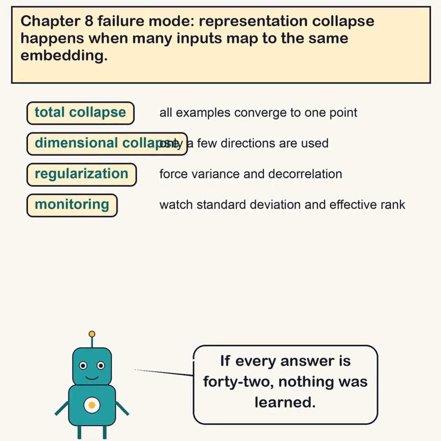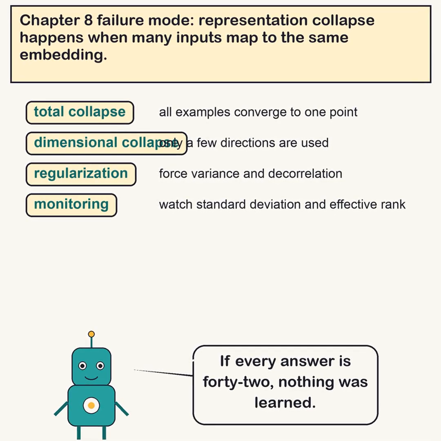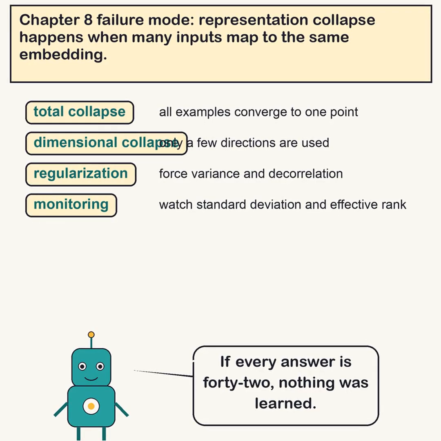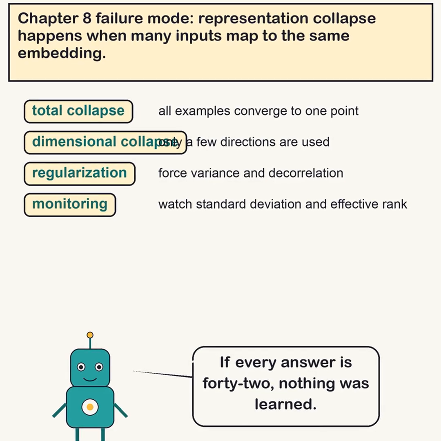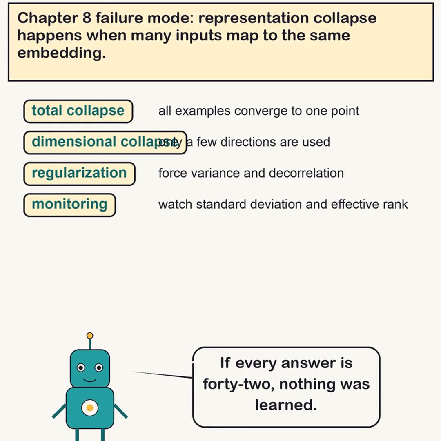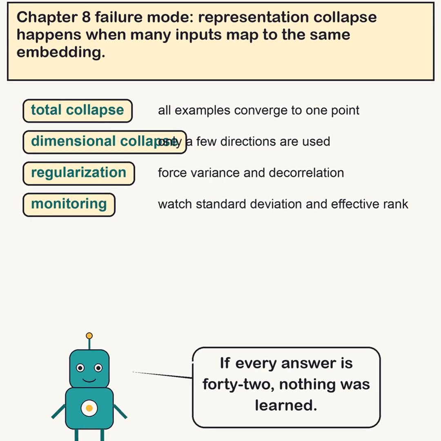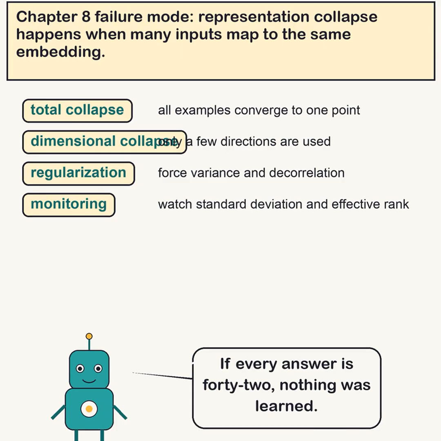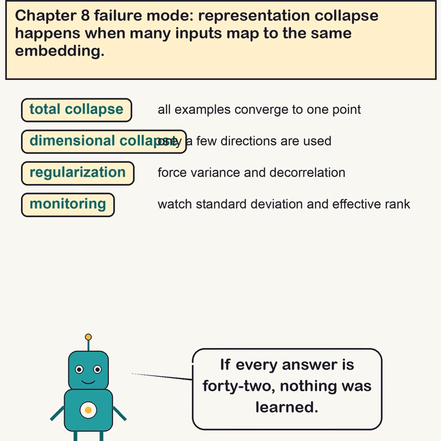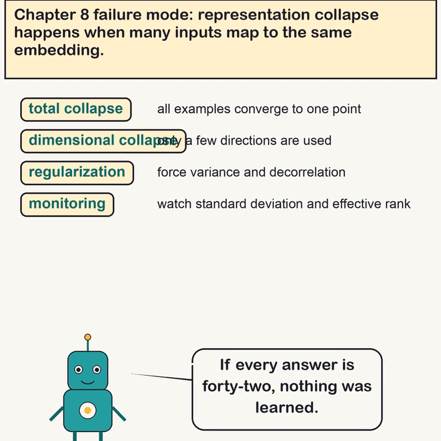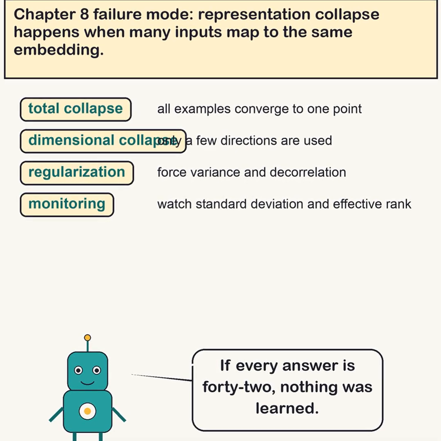Total collapse is obvious. Dimensional collapse is sneakier because some variance remains while most dimensions become useless. You need to remember collapse because every self-supervised method must defeat it. Real-world analogy. Representation collapse is like every student writing the same answer for every question, making agreement meaningless. If every answer is 42, nothing was learned.